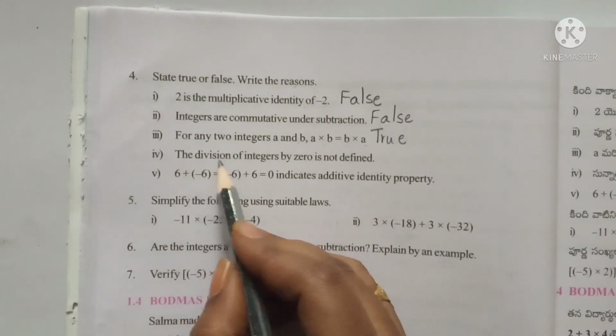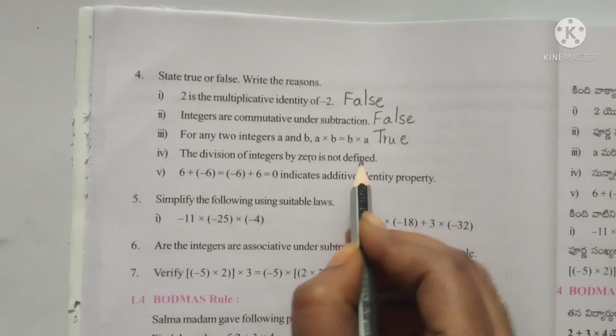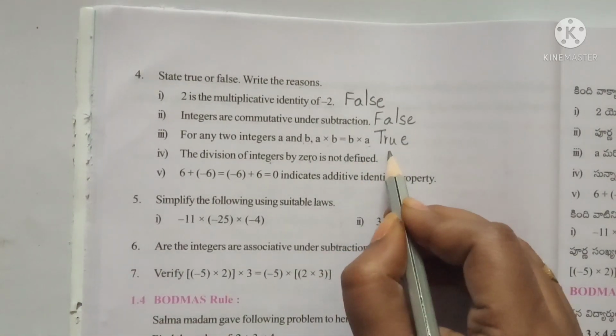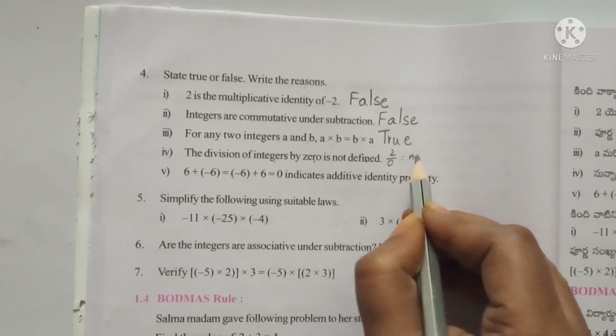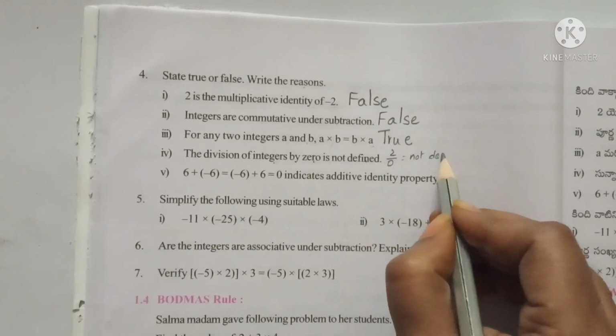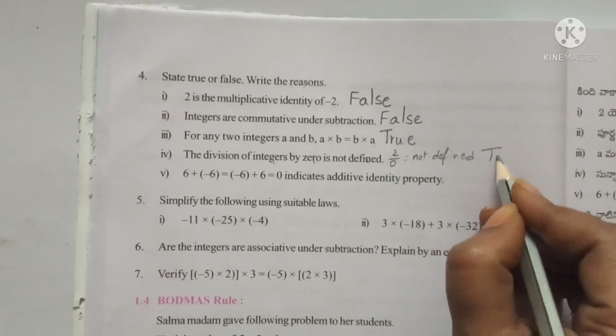Next one. The division of integers by 0 is not defined. Yes. If we divide any number, for example 2 by 0, it is not defined. We cannot get the answer. So it is true.